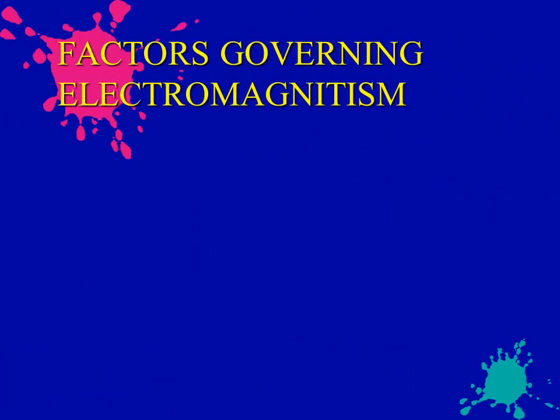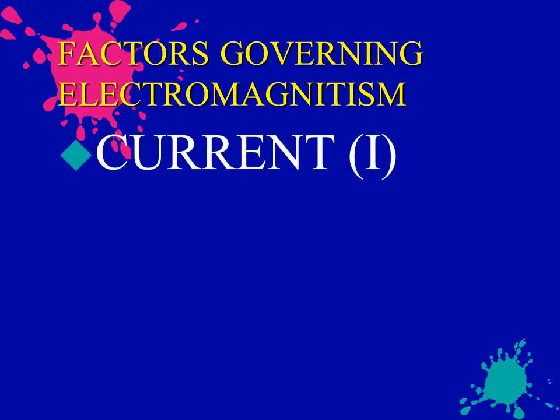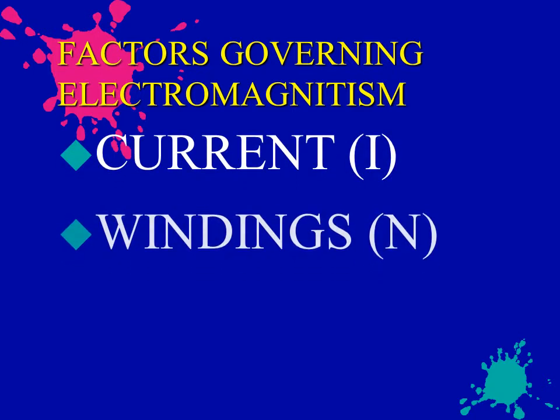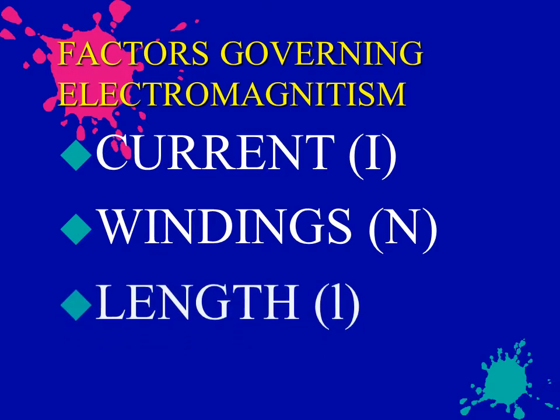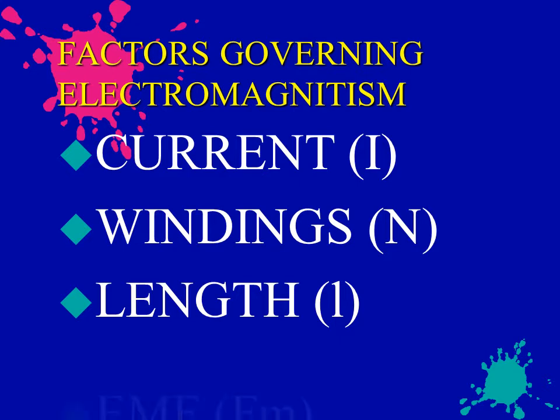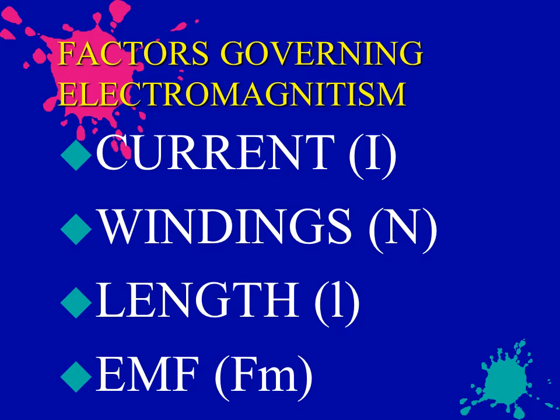Factors governing electromagnetism. First of all, we need a current flowing through a conductor. With the conductor having windings expressed in N, number of turns, it will of course strengthen the magnetic induction. Then also we have the length of the magnetic field indicated by the small letter L. All this will then determine the value of the EMF, in other words also expressed as Fm.